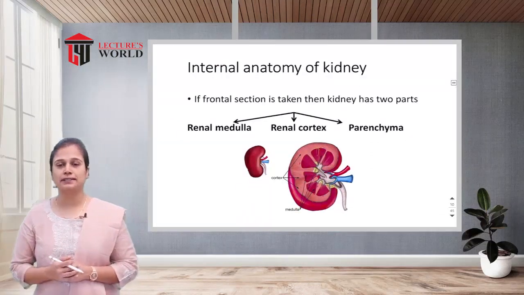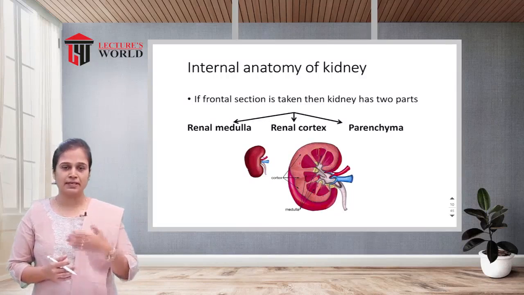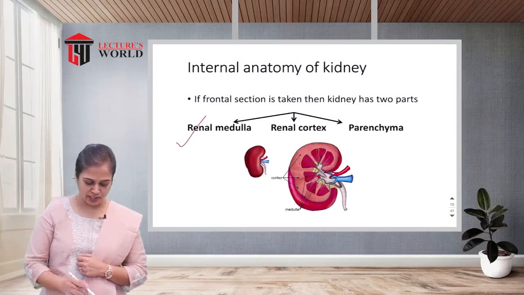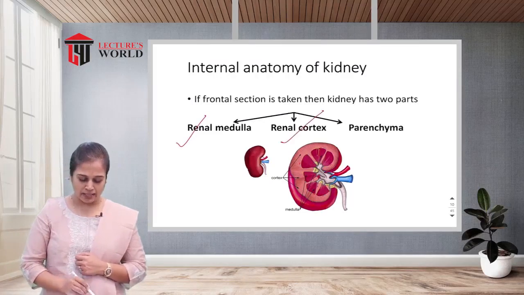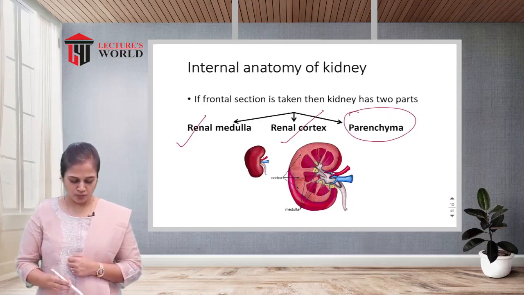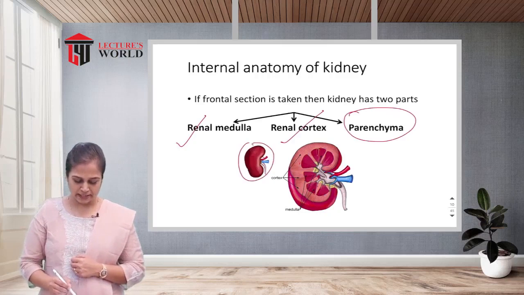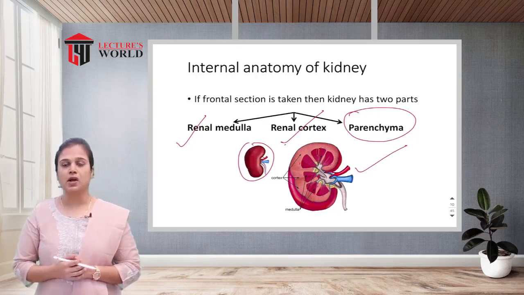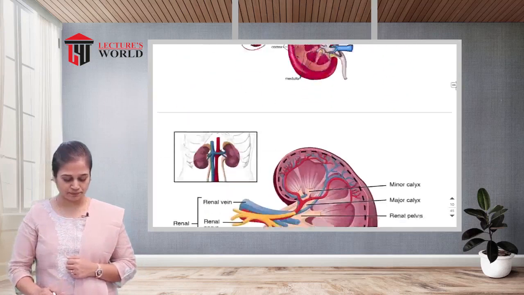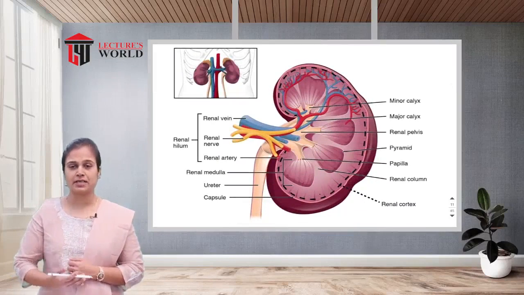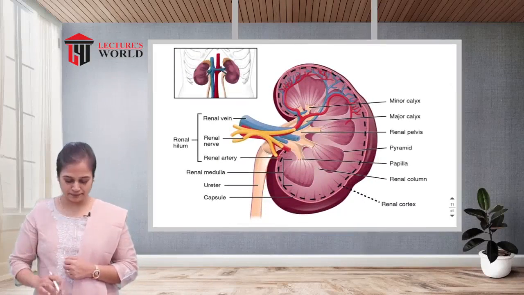Moving on to the internal anatomy of the kidney, if we take a frontal section of the kidney, there are basically two parts: renal medulla and renal cortex. And the renal medulla and renal cortex make up the renal parenchyma. So this is the kidney, and if we take this section, internally the kidney looks like this, and it has three parts: renal medulla, renal cortex and parenchyma. In this you can see the section, how a section of a kidney looks.